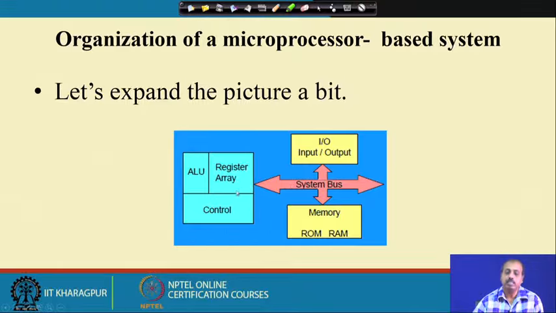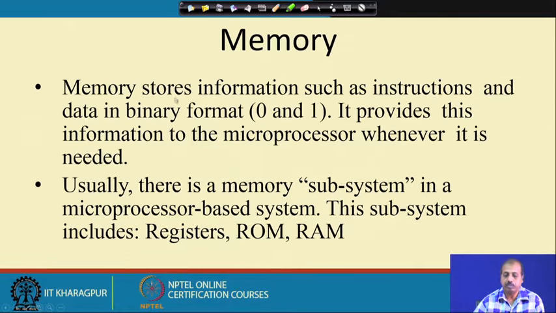Through this system bus, the processor or the microprocessor will talk to the memory, and it will also talk to the input output devices. Now, under this we will have the memory. We will first look into the memory part, and memory is nothing but a storage. It stores information such as instructions and data in binary format, and it provides information to the microprocessor whenever it is needed. As I have said, when we compile a program and then load it into the memory, the memory is holding that program. So it is a storage part.